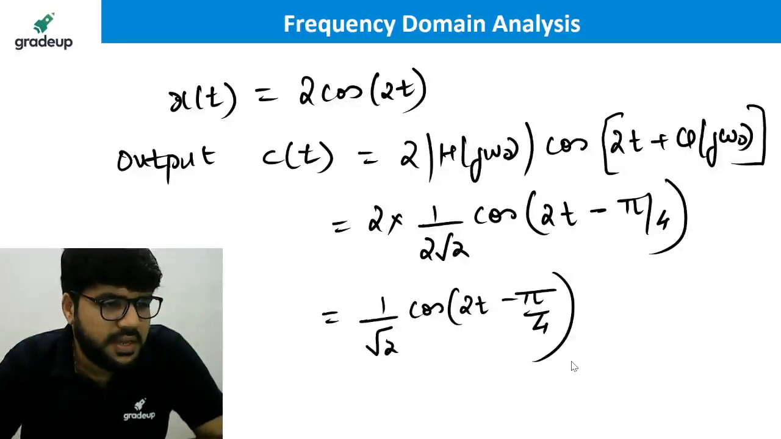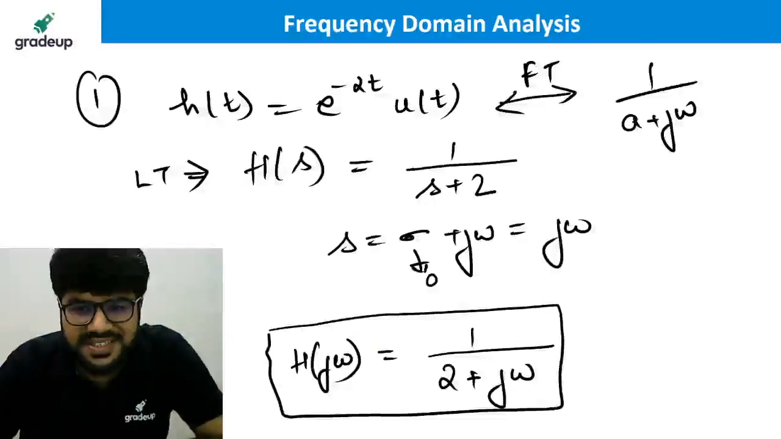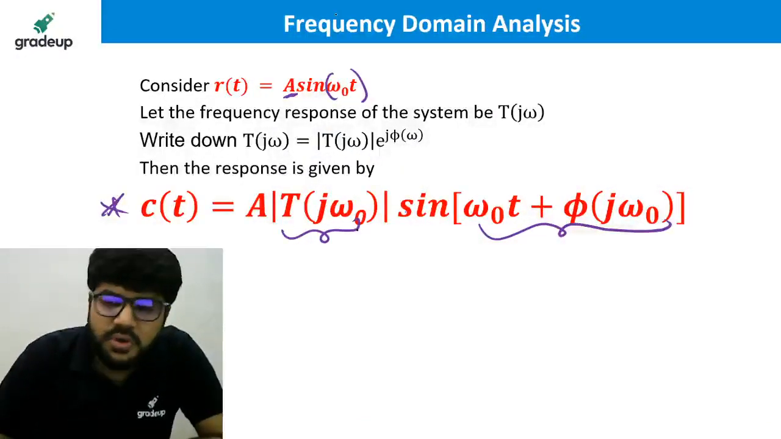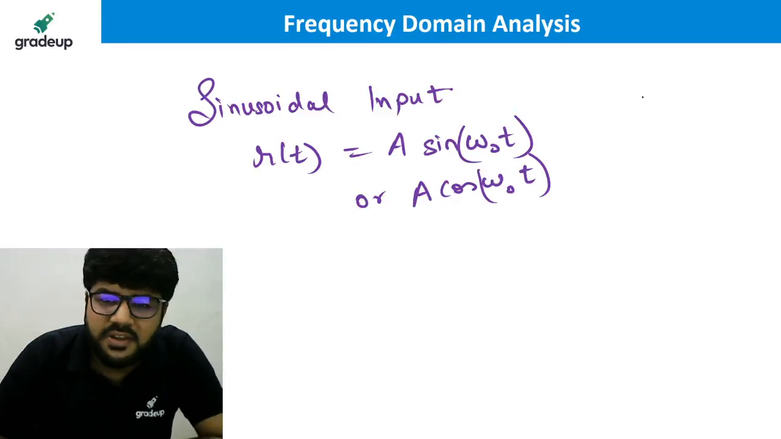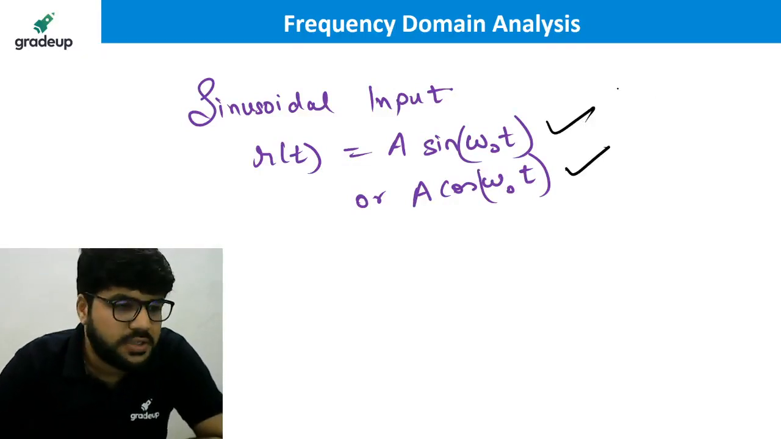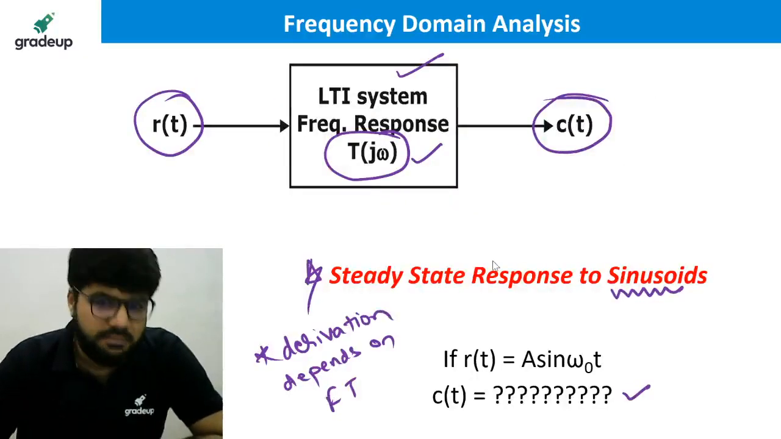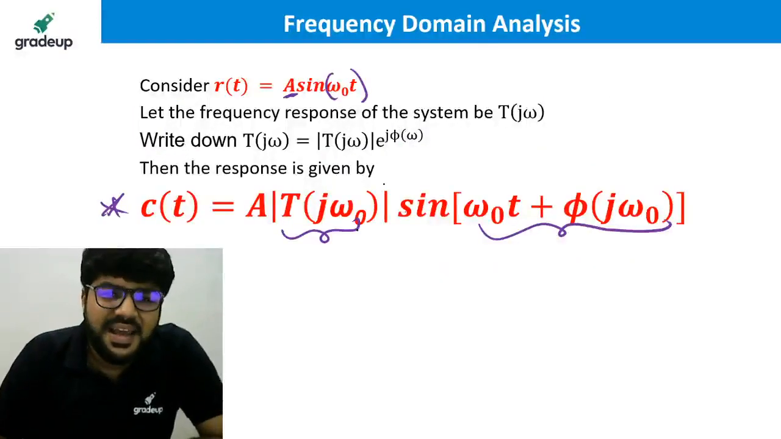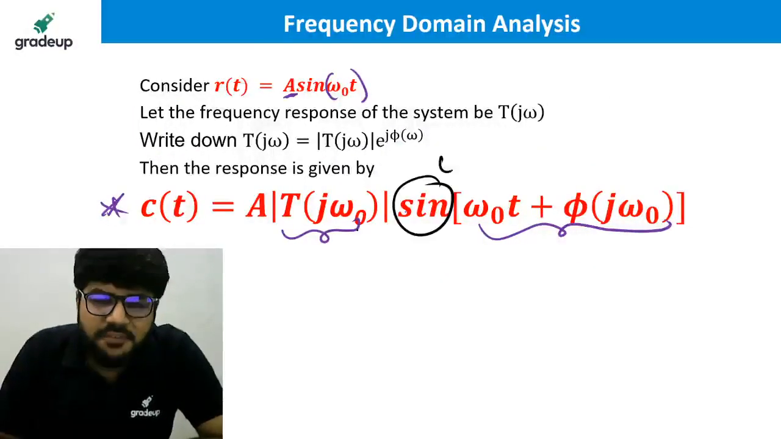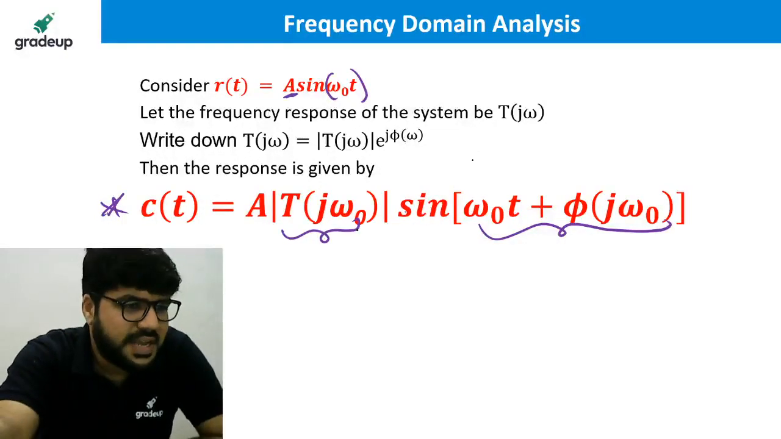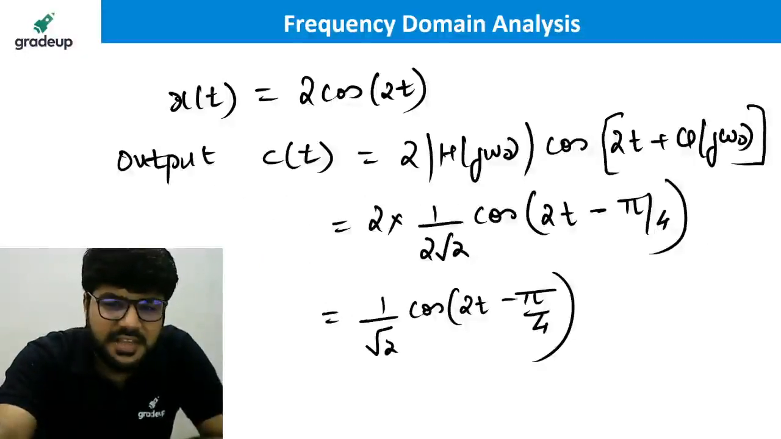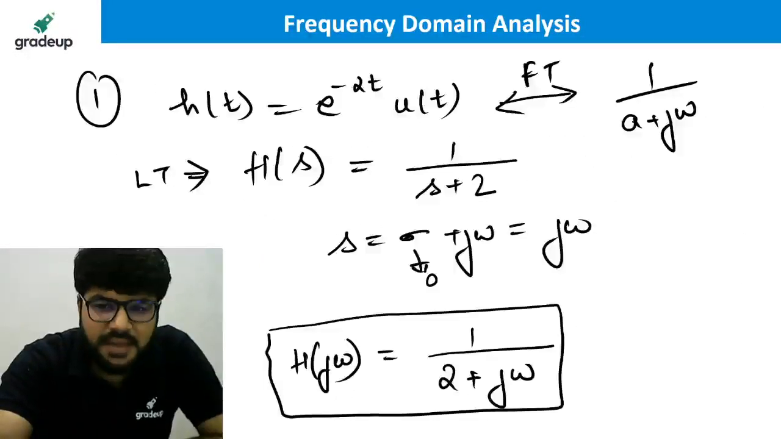No, not necessary. This analysis, I told you, is applicable for both sine and cos. Sinusoidal input means sine or cos. This derivation is done in the signals course, but the formula is applicable for both sine as well as cos. So no need to convert it. It is applicable for both individually. So I am getting as final answer 1 by root 2 cos 2t minus pi by 4.